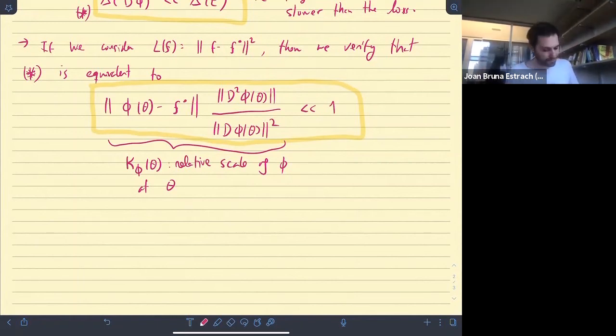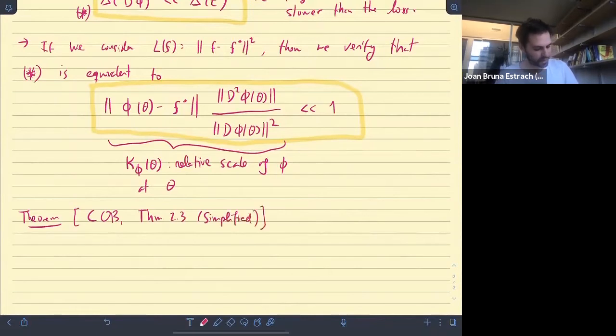And actually Lénaïc and Francis and Edouard found a pretty concrete quantitative way to exploit this relative scale. This is in a theorem from Lénaïc, Chizat, Oyallon, and Bach, their Theorem 2.3, that I just simplified here. Hopefully it gives you the flavor. Let's assume, and that's the assumption that I think Anirup was asking about, that phi and d phi are both Lipschitz.